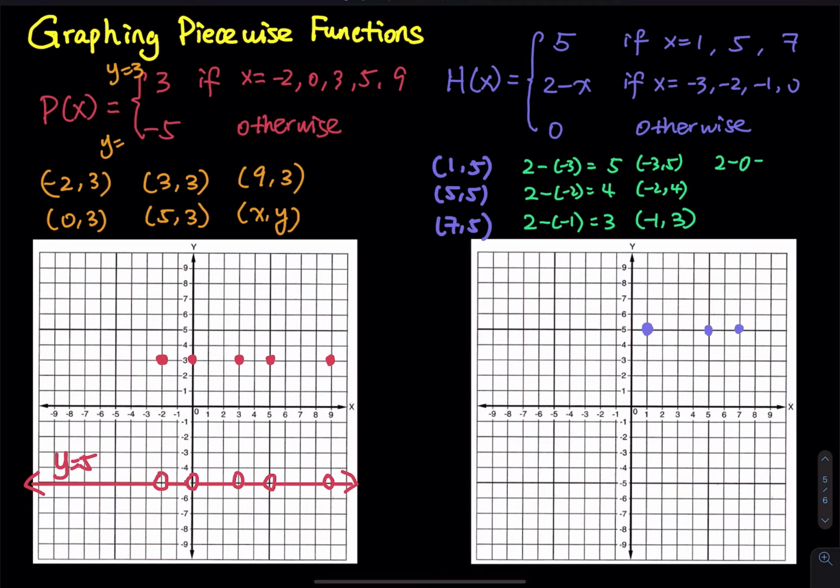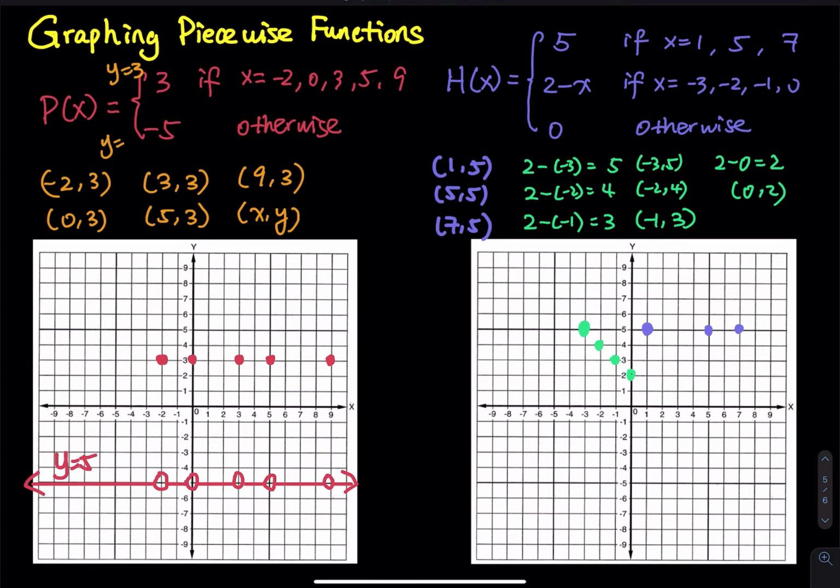When x equals 0, y equals 2. So we have 0, comma 2. Plot them. Negative 3, positive 5, right? Negative 3, 5, and then negative 2, 4, negative 1, 3, and then 0, comma 2. The next question is, do we connect these 4 points?